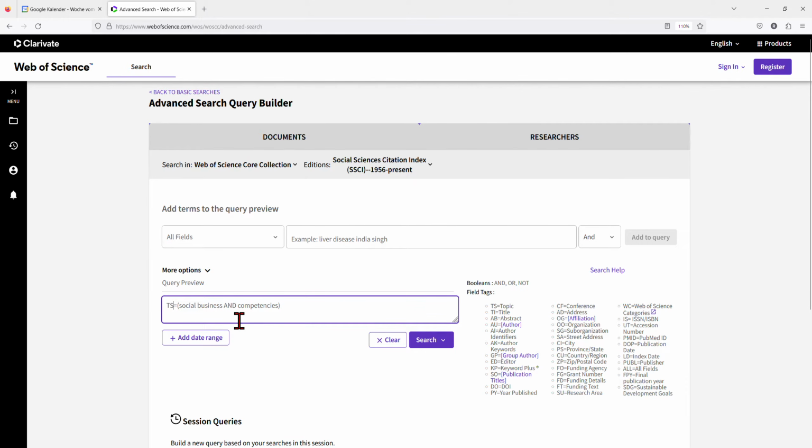So let's try this here, and let's just go for another change here. You see that I wrote here social business and competencies. In this case here, the search term doesn't search for specifically the term social business, but for social and business and competencies. If you do not use the parentheses here, then the search is much broader because it independently searches for social and business. So that's why I'm going here for this parenthesis. So it specifically searches for exactly the term social business.